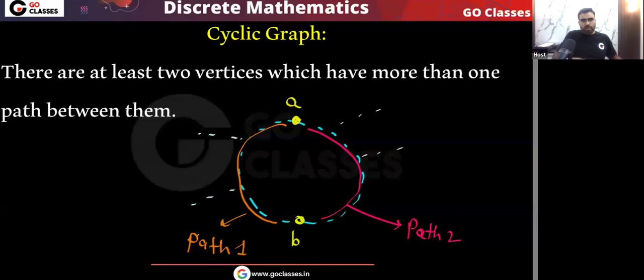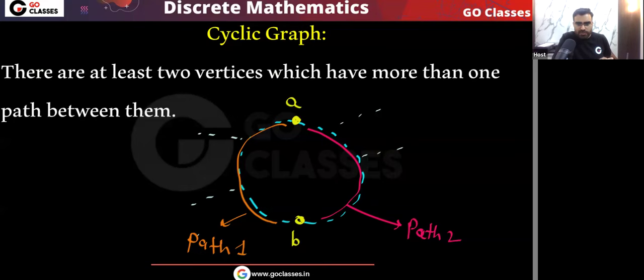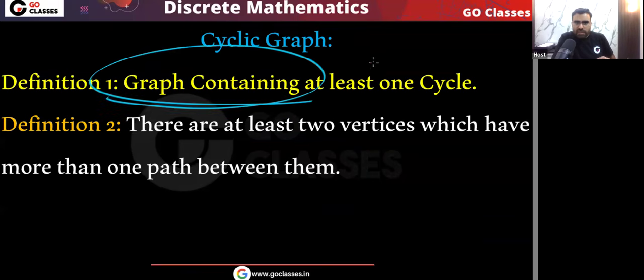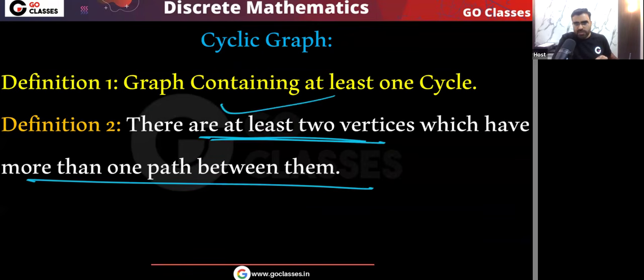I hope you understood. So remember, this is the definition of cyclic graph, that there are at least two vertices which have more than one path between them. So cyclic graph has two definitions now. Definition 1: a graph containing at least one cycle. Definition 2: there are at least two vertices which have more than one path between them. So these are the two definitions of cyclic graph.